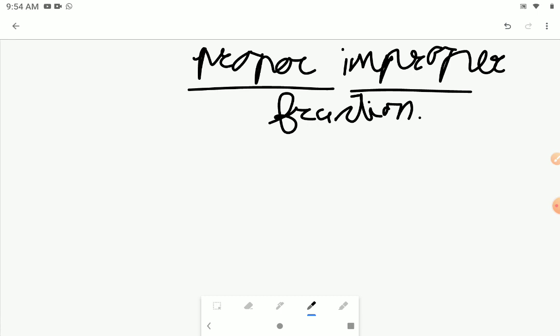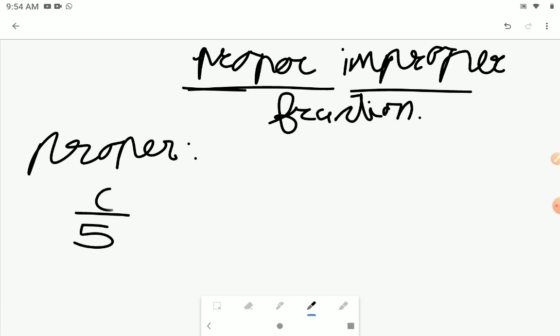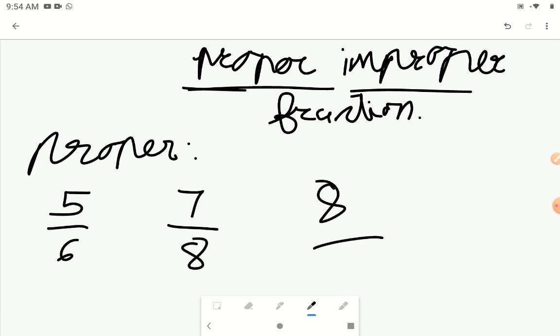Now for proper and improper fractions, let's take proper first. If we have 5/6, you will say, how is this a fraction? No, I'm not teaching you that, that is an improper fraction. First I will tell you examples of proper fractions: 5/6, 7/8, 8/9, 10/20.